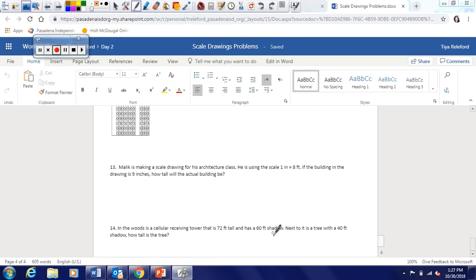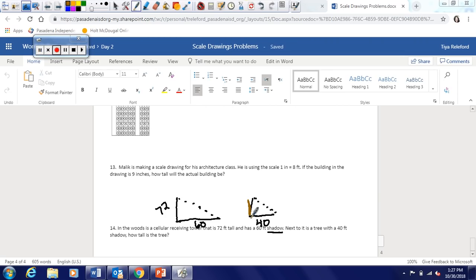when you see shadow, that is a triangle problem. So you have a cell tower that is 72 feet tall and a shadow that is 60 feet next to a tree. Oh, sorry, next to a tree we don't know how tall it is. The shadow is 40 feet. So once you get your 2 triangles drawn, you can color code and solve that problem.